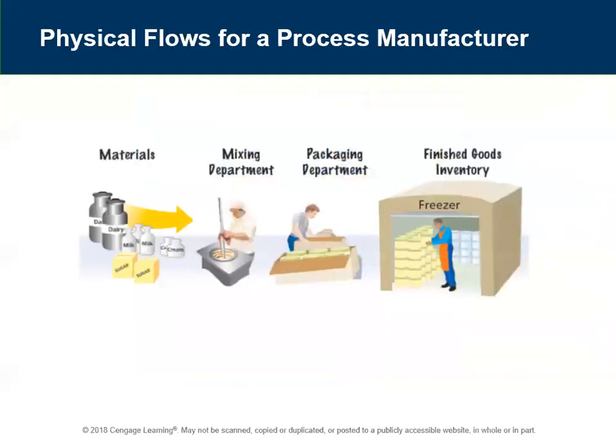So for physical flow, your only difference is that, in this case when we're dealing with ice cream, we have two work in process accounts. But you still have a materials account, you still have work in process, you still have finished goods. We're just taking that work in process and dividing it into more than one department.